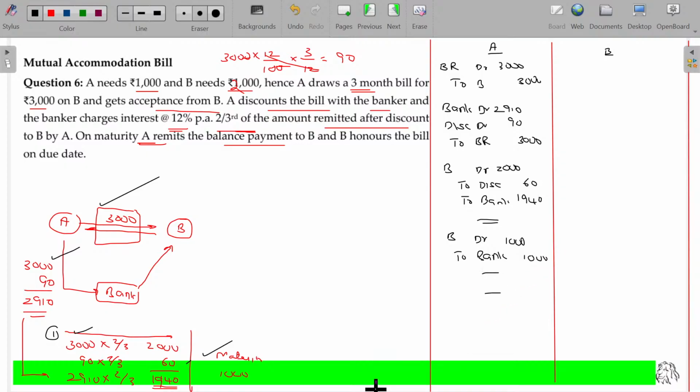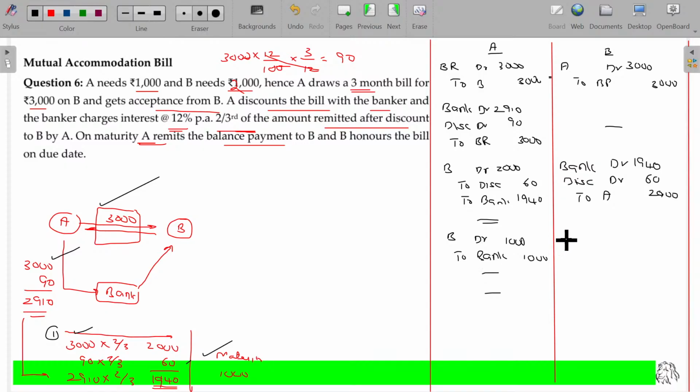Honoring the bills receivable, we don't have any entry in the books of A. Parallelly in the books of B: A account debit to bills payable 3000. No entry for discounting. Any remittances by A to B will be receipts for B, so he has to record. He gets two-thirds: bank account debit, discount account debit to A account 2000. We collected 1940, and another 60 being discount.